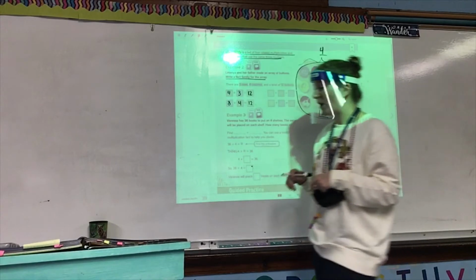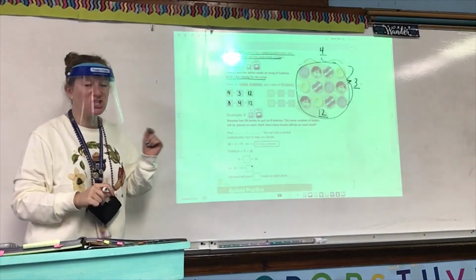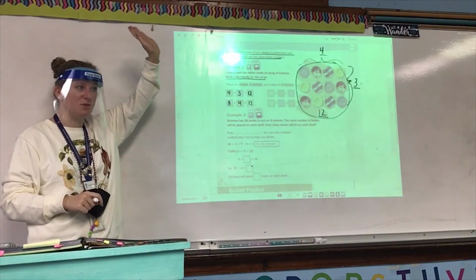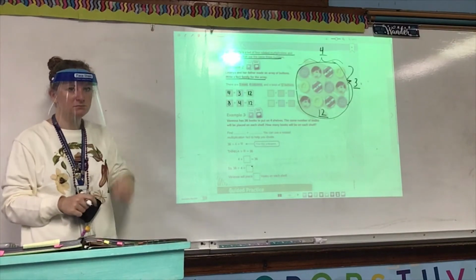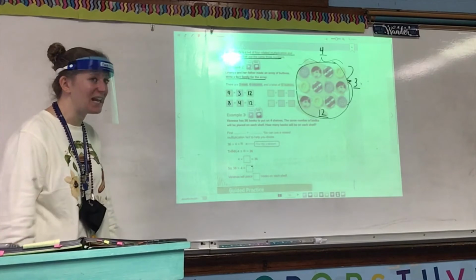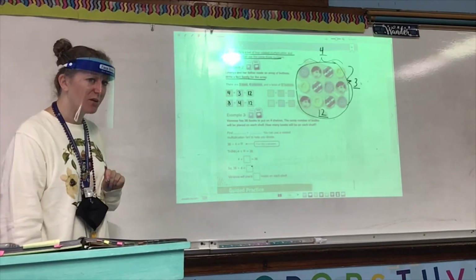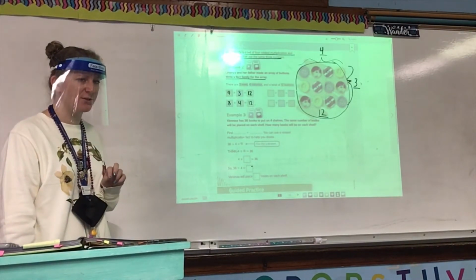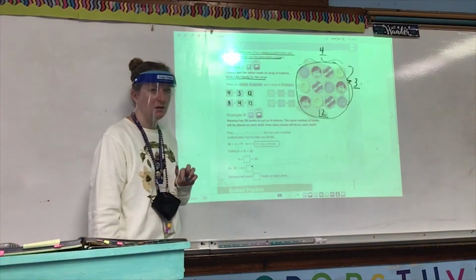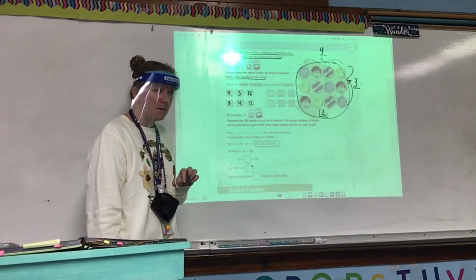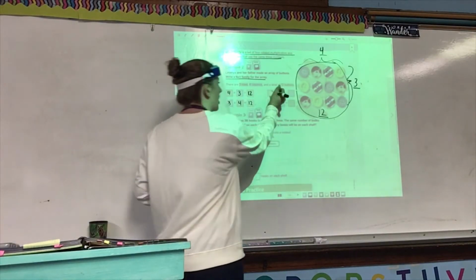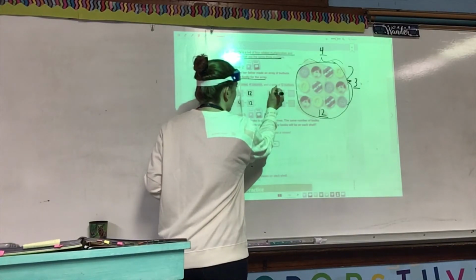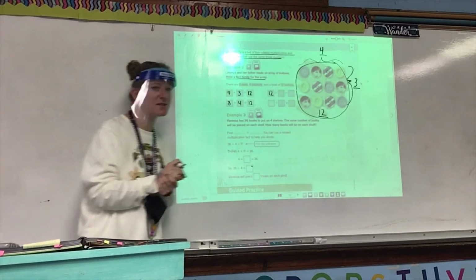Okay, now division. In division, I have to start with which problem? Where does my biggest number go in division? In the first box, at the beginning. The first number in a division problem is also called the what? The dividend. So for our first division problem, I'm going to start with what number? 12. The total number of buttons.